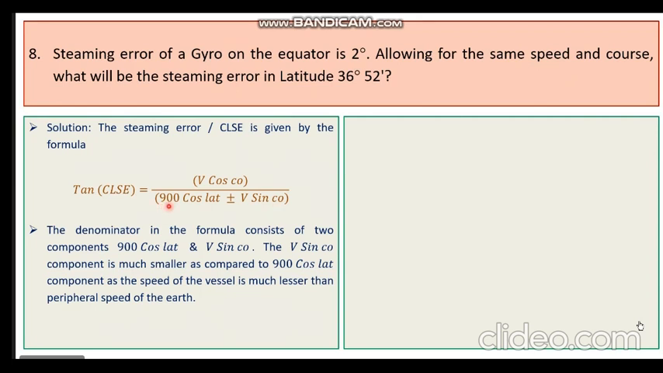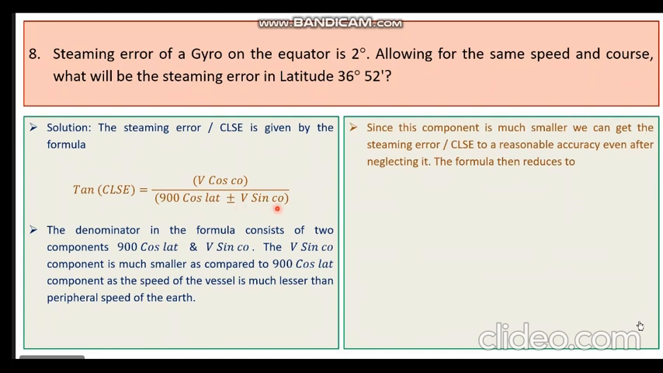So the deciding factor which decides whether a factor will be smaller or greater is the initial value mentioned here. So in the first component we have 900, which is the peripheral speed of the earth, and in the second component we have V, which is the speed of the ship. Now since the speed of the vessel is going to be much lesser as compared to 900 knots, the second component is much smaller.